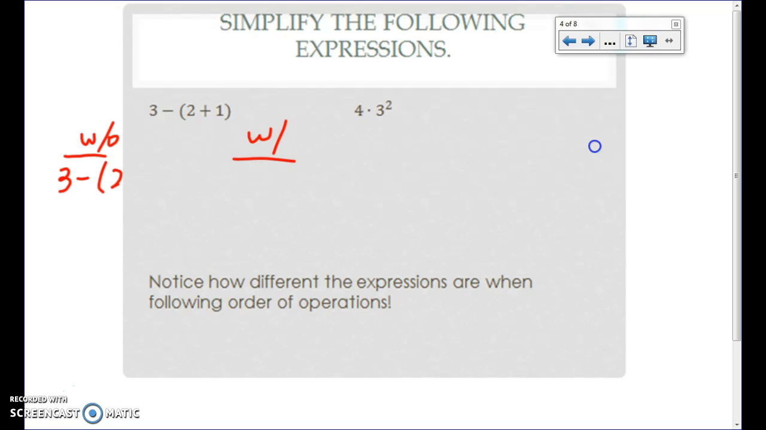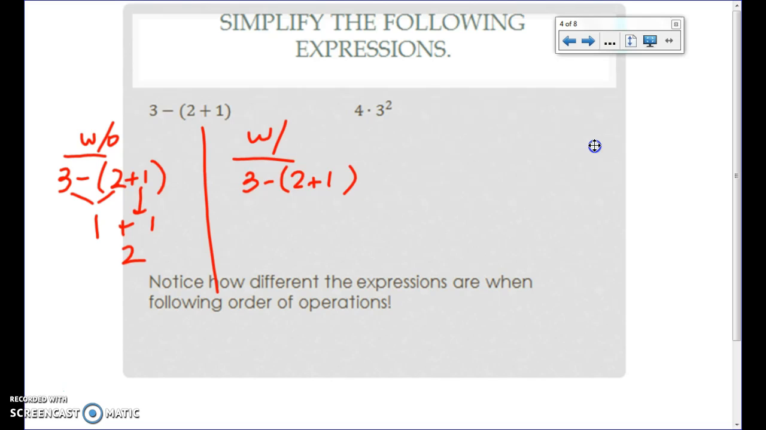3 minus, in parentheses, 2 plus 1. Without order of operations, we would just do 3 minus 2, which would be 1. Bring down the plus 1. And 1 plus 1 would be 2.